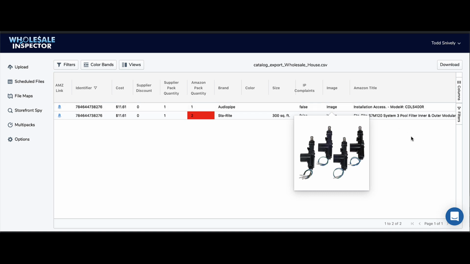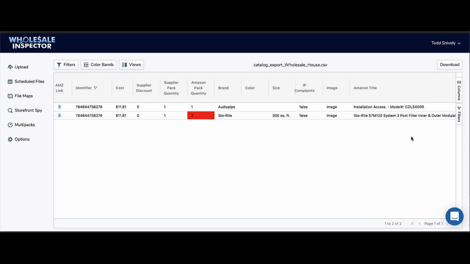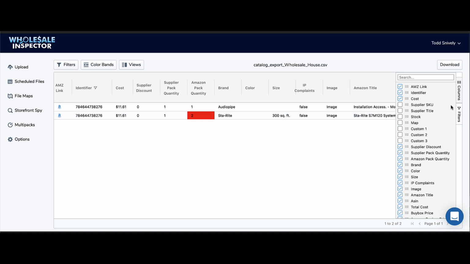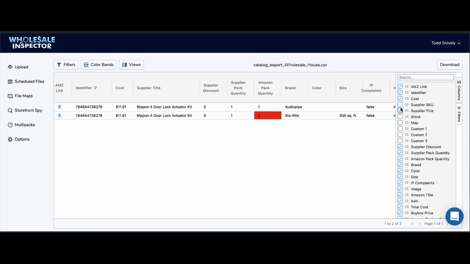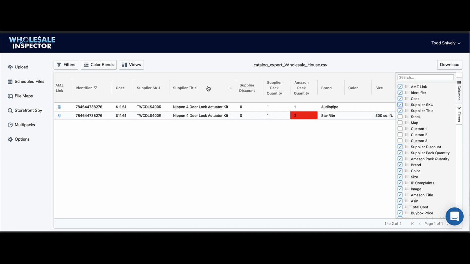What's missing in the file that you sent me is the supplier title from the supplier file. So how do we see that, and why is it missing? Well, I think if you come over here to columns and click on columns, you'll see supplier title and SKU aren't checked. So let's check them, and whoa, here they come.